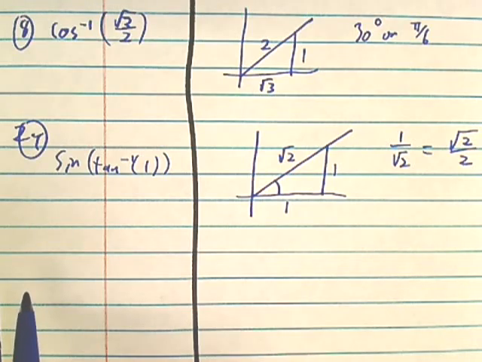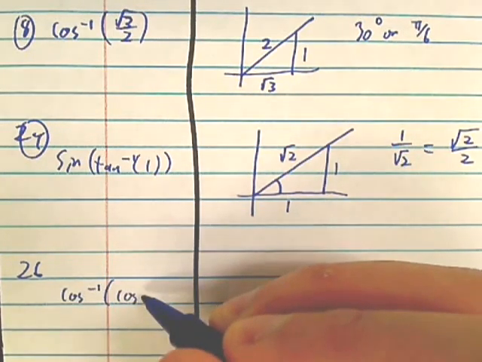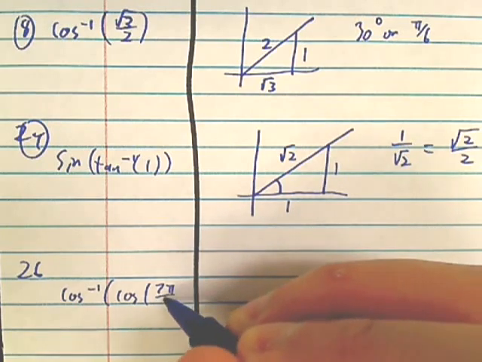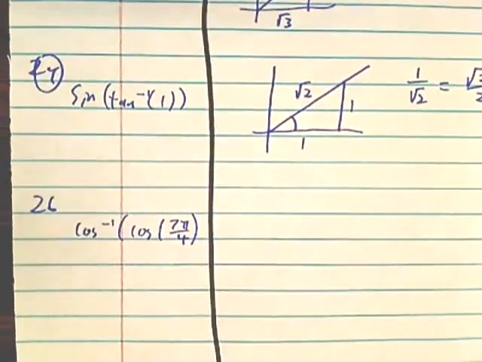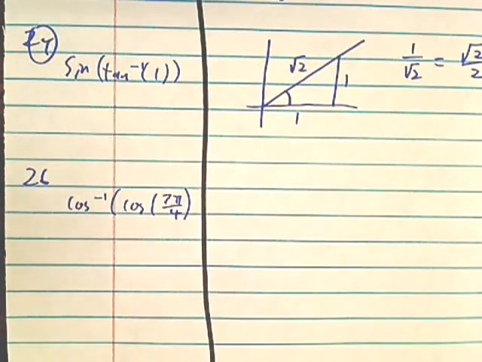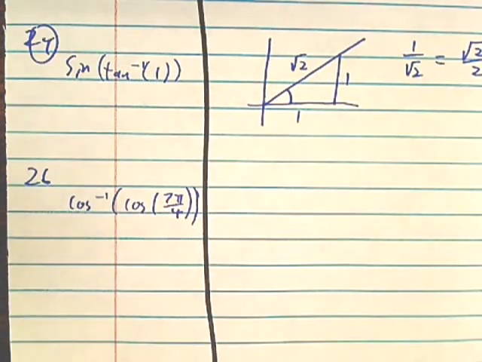Okay, let's look at one more. I want to look at 26. Inverse cosine of the cosine of 7 pi over 4. Okay, go ahead and try that out. Do the middle first, and then plug that value into inverse cosine. Give it a shot.